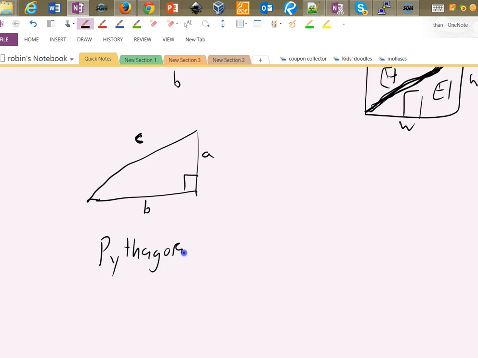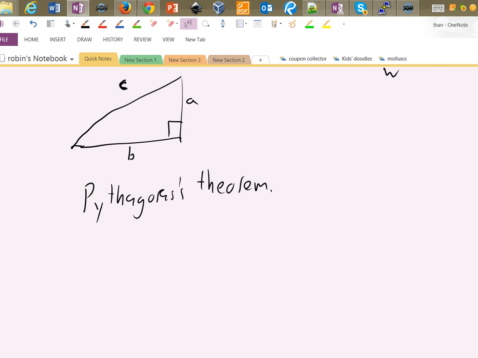Pythagoras' theorem, which is the most important thing in the whole of trigonometry because it crops up again and again and again. Okay, and it says that c squared equals, that's c there, a squared plus b squared.